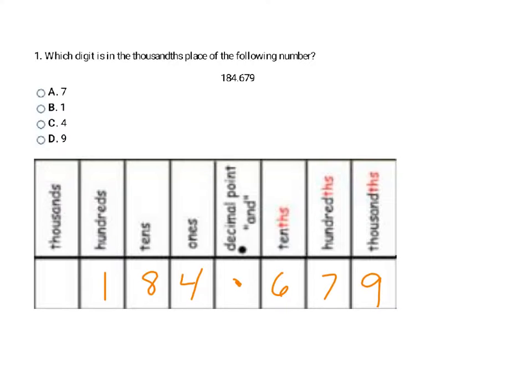And so here it wants to know which digit is in the thousandths place. So the thousandths place is going to be 3 to the right of the decimal, and that's going to be a 9, which is choice D.